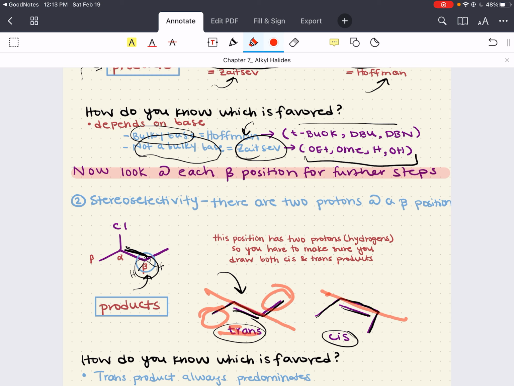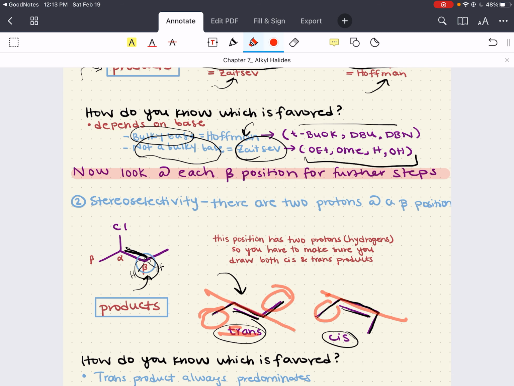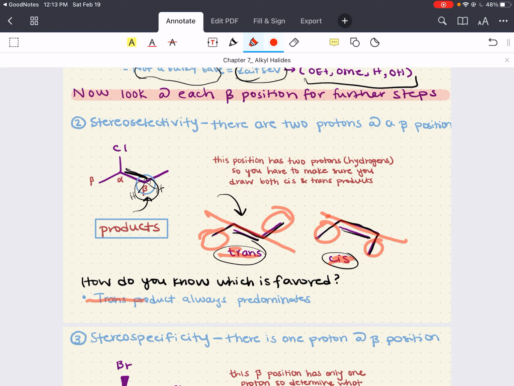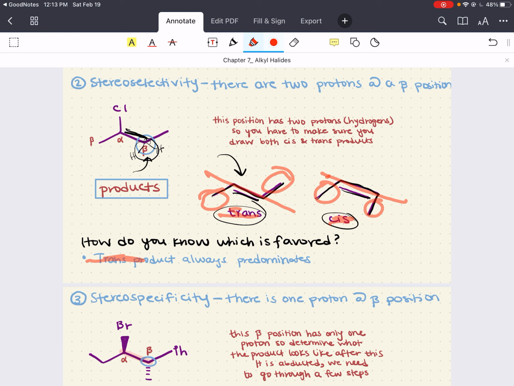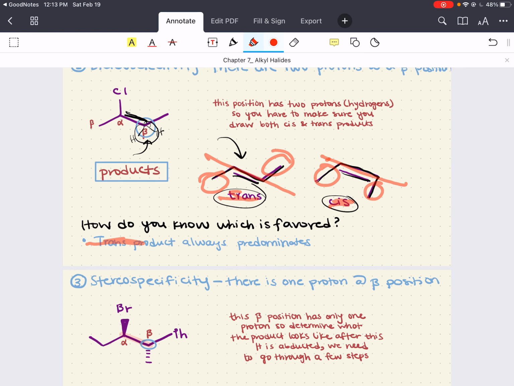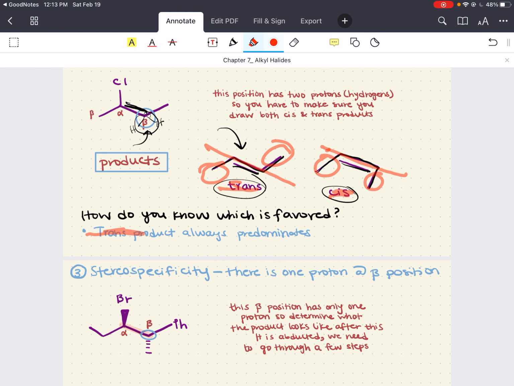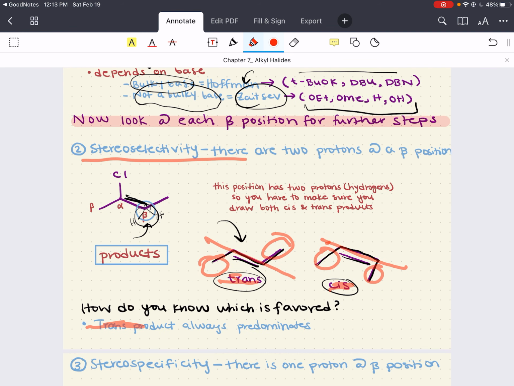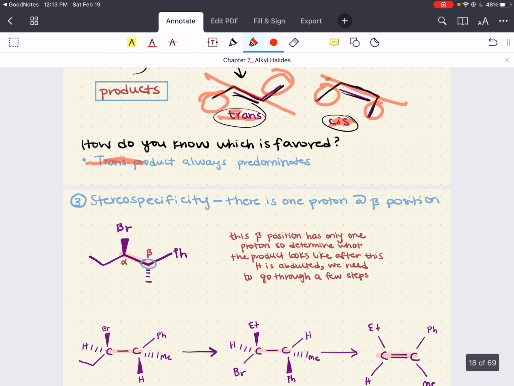This one is cis because if you cut the double bond in half, your 2 biggest groups are on the same side. That is cis. And again, which product is favored? Usually trans predominates. Now, what if there's 1 hydrogen at a beta position? If that's the case, we need to talk about stereospecificity. Oh, I'm sorry. If there's 2 protons, you talk about stereoselectivity. If there's 1 hydrogen at the beta position, we talk about stereospecificity.